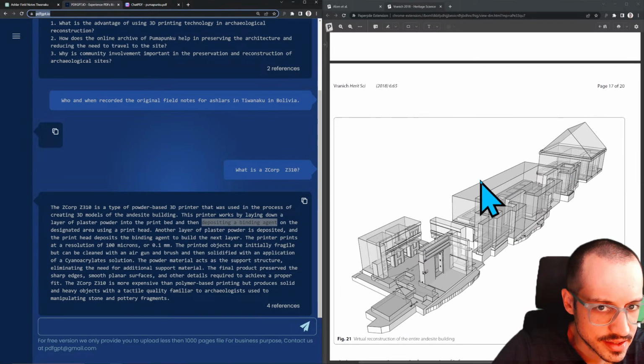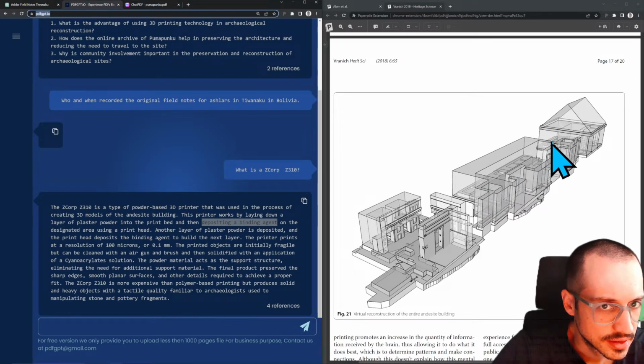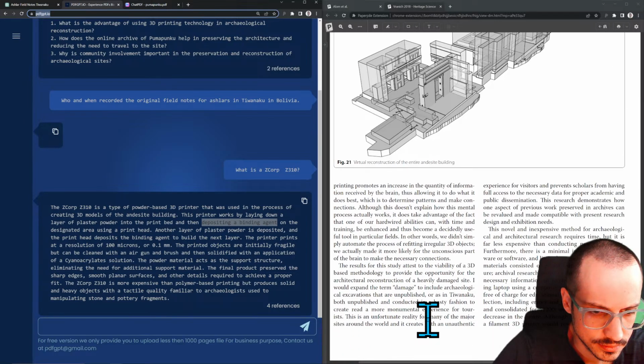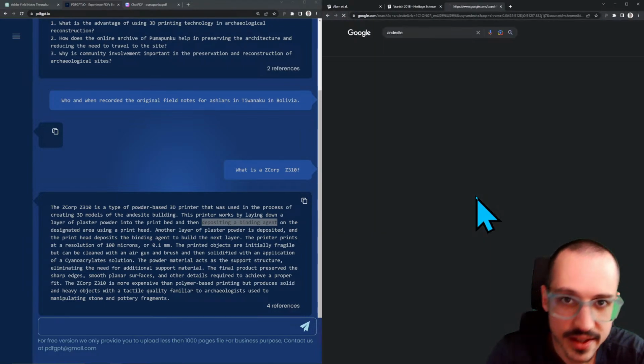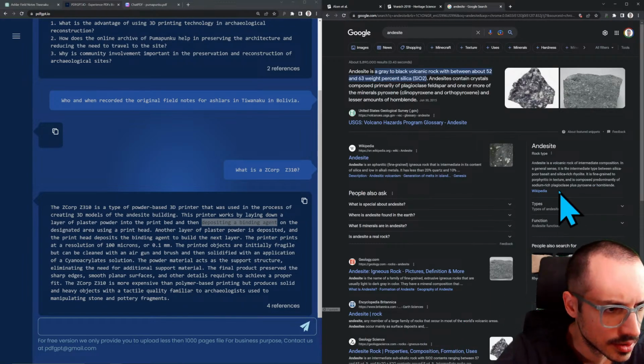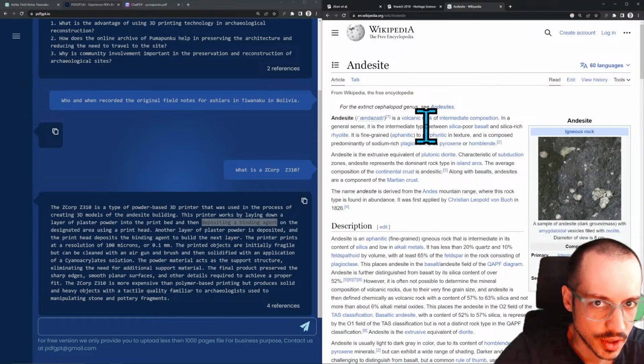Effort to advance virtual reconstruction of the building. What is andesite, by the way? Like, what the fuck is that? Andesite? Is that some kind of stone? A type of volcanic rock of intermediate composition, between silica-poor basalt and silica-rich rhyolite.